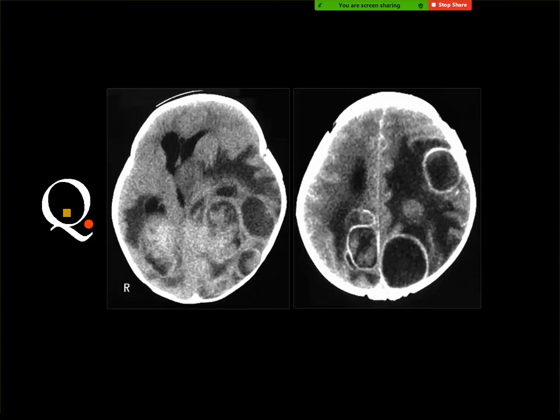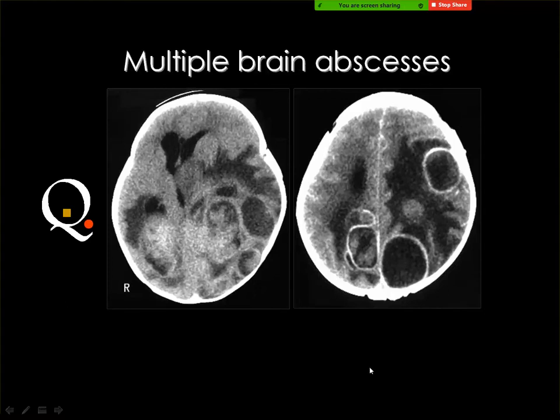Multiple brain abscesses, and this is pre-contrast and this is post-contrast, and you got marginal enhancement and extensive surrounding perifocal brain edema. These are multiple brain abscesses.